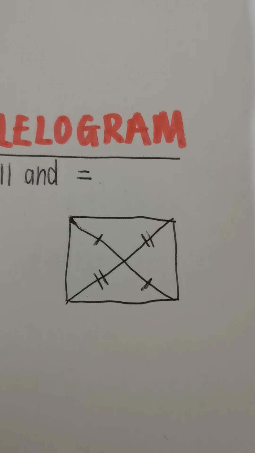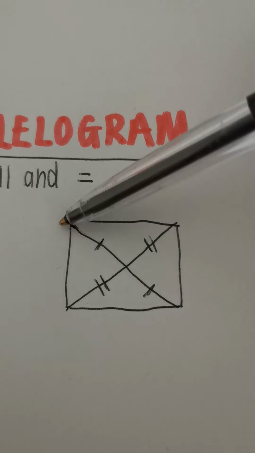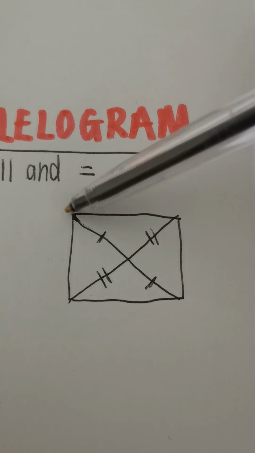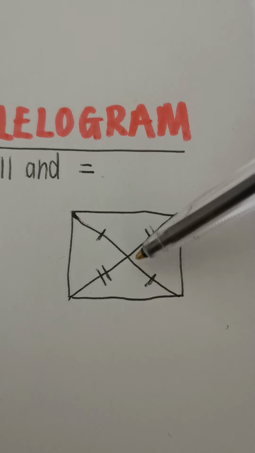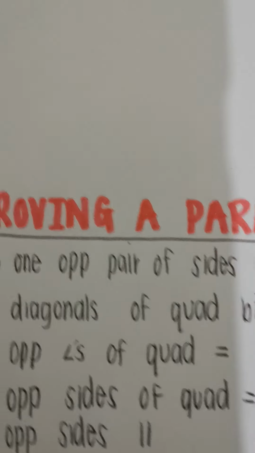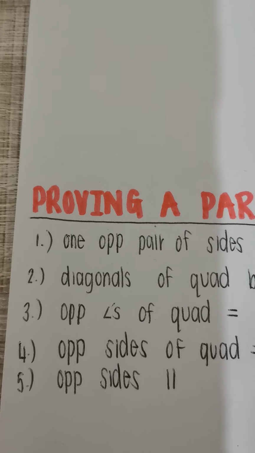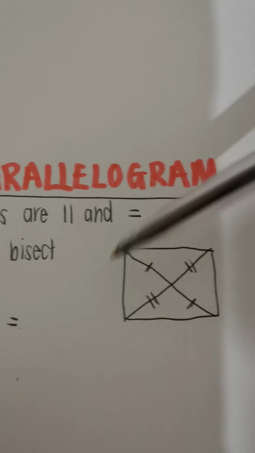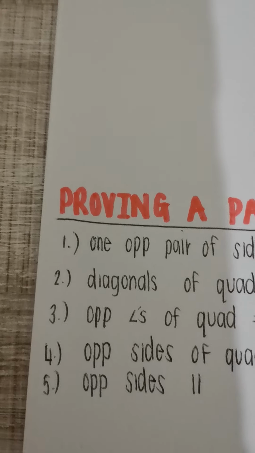How do you know that it's a parallelogram? Because can you see that the diagonals, remember the diagonals go from opposite vertices, are equal to each other? This part's equal to this part, this part's equal to this part. So you can use this property that the diagonals bisect. Therefore, this here is a parallelogram.